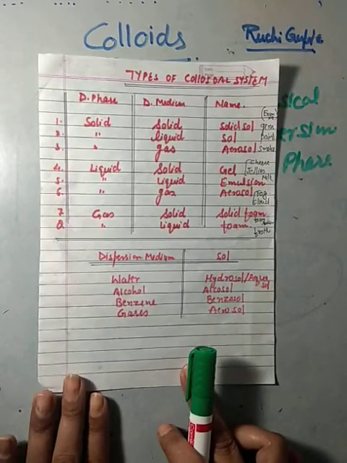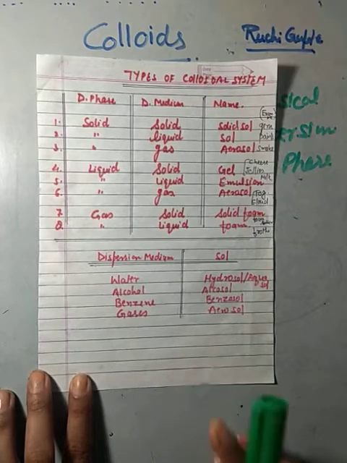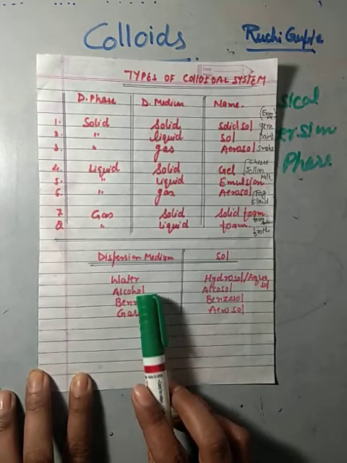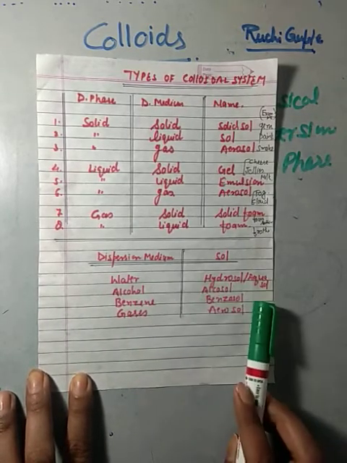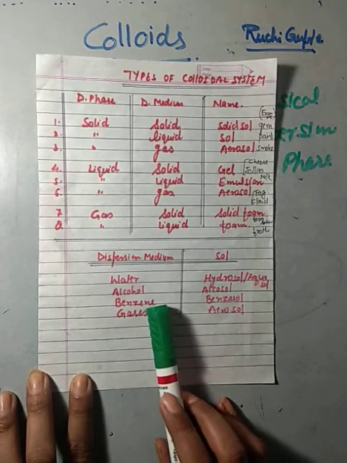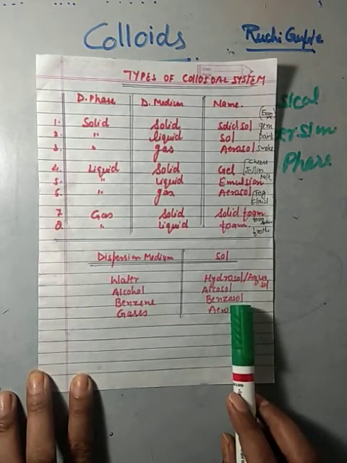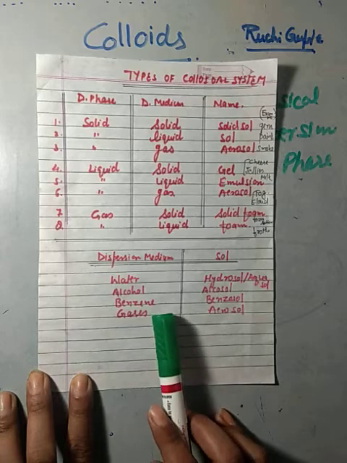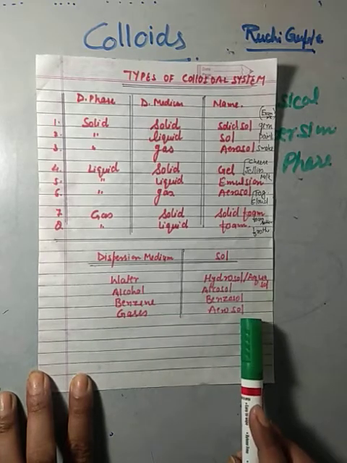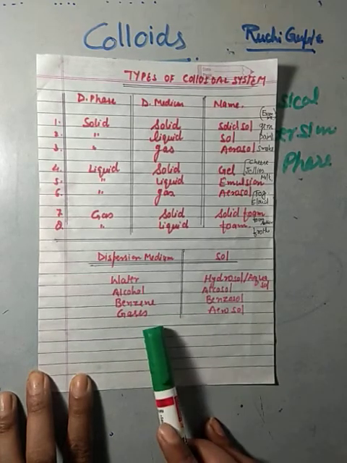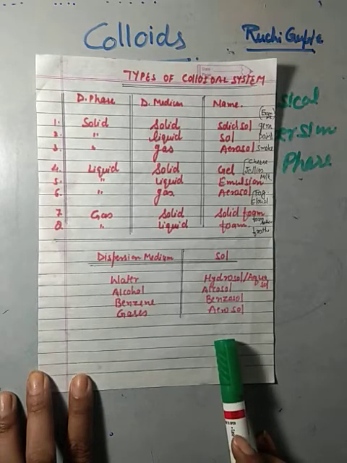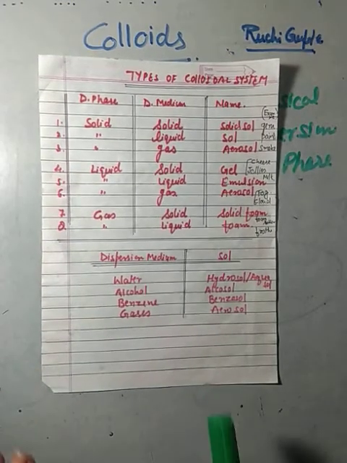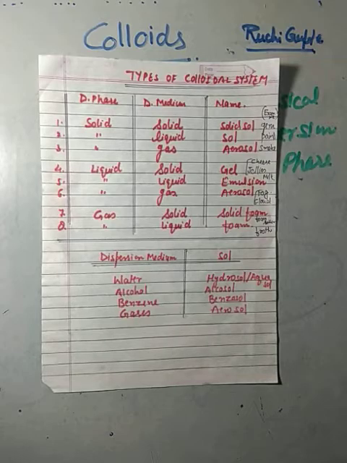Now, some more important types of dispersion medium. If the dispersion medium is water, the sol is called hydrosol or aquasol. If the dispersion medium is alcohol, then it is called alkosol. If the dispersion medium is benzene, then it is called benzosol. If the dispersion medium is gas, then it is called aerosol. So this is the classification based upon the nature of the dispersion medium and the dispersed phase.